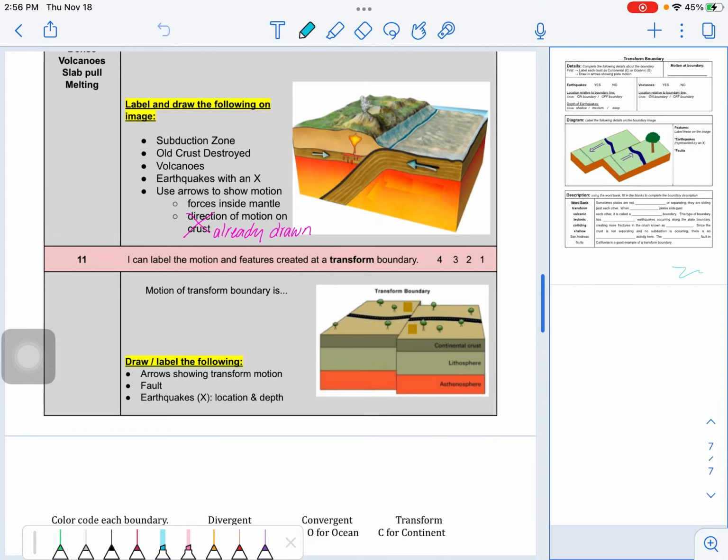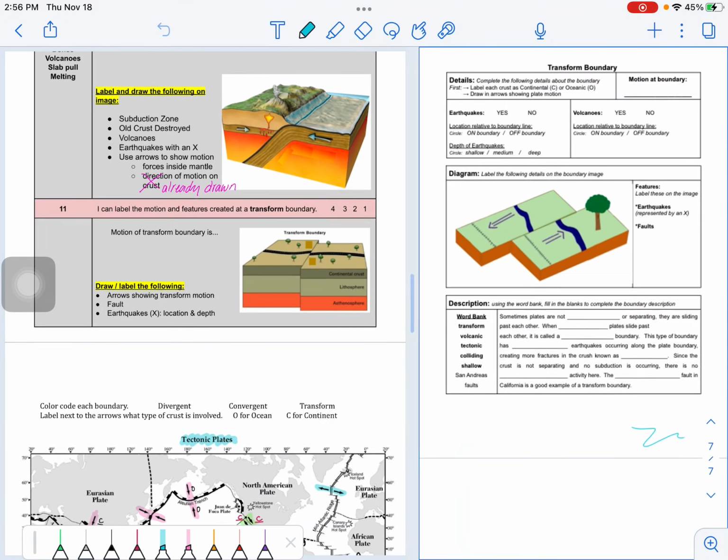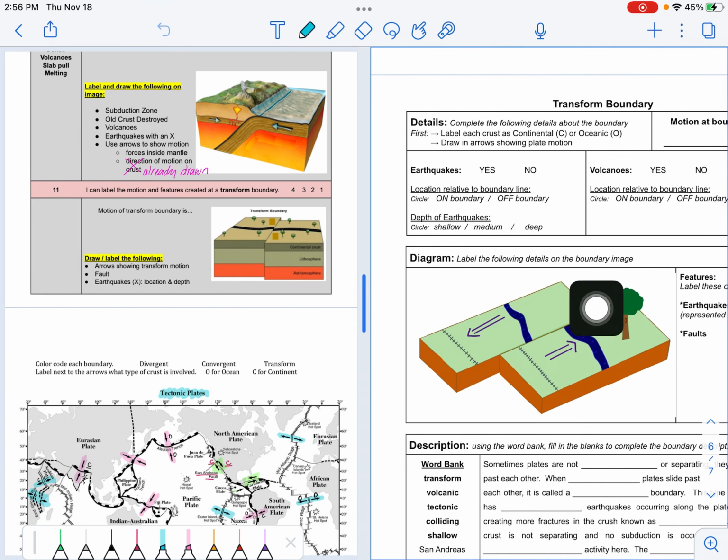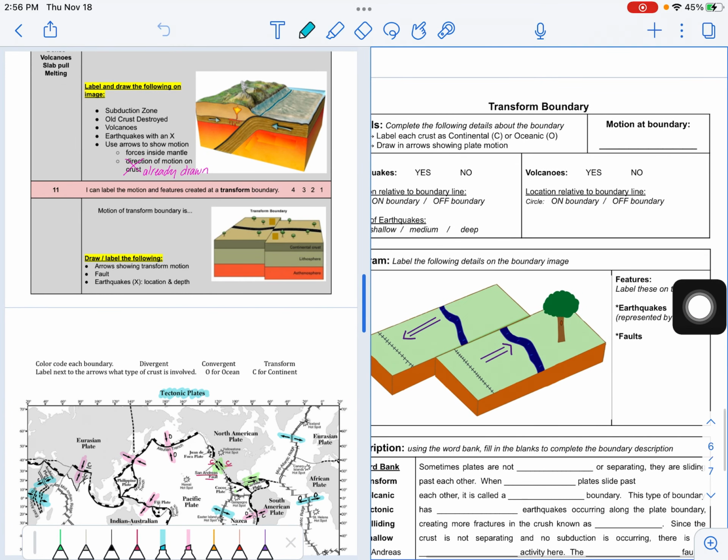Our last learning target is looking at learning target number 11, focusing on our third and final type of boundary, transform. So we already know a little bit about the motion of transform since we are differentiating it from both convergent together and divergent apart. And you've got a little bit of details happening here too, so you can be looking at both at the same time. But we can see on our picture here, the main motion of these transform boundaries is side by side, or that they're sliding past each other.